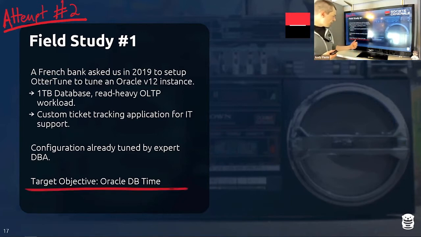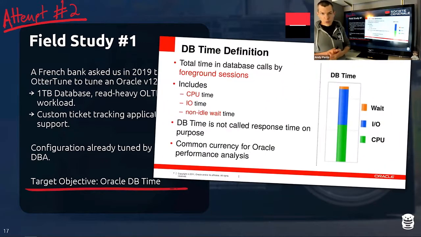So the thing they wanted us to optimize was this thing called Oracle DB time. In my examples with TPC-C, we were trying to optimize for throughput. DB time is a proprietary Oracle metric. It's basically a summation or combination of a bunch of different latencies inside the system. So again, we didn't have to make any changes to our machine learning algorithms to support this. We just had to tell it, hey, here's the metric we want you to optimize.